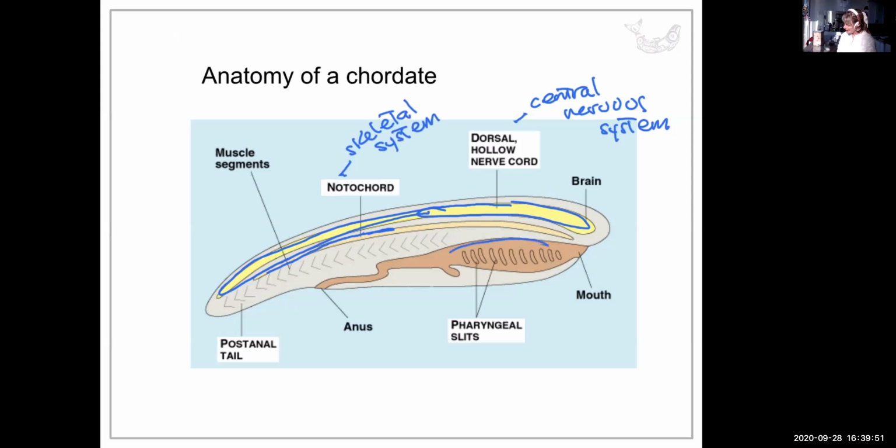The pharyngeal slits are such that they allow water to enter the mouth and come out the slits and pass over the gills. So the water doesn't have to be brought in and spat back out the mouth again. Yeah, so that is for gas exchange.